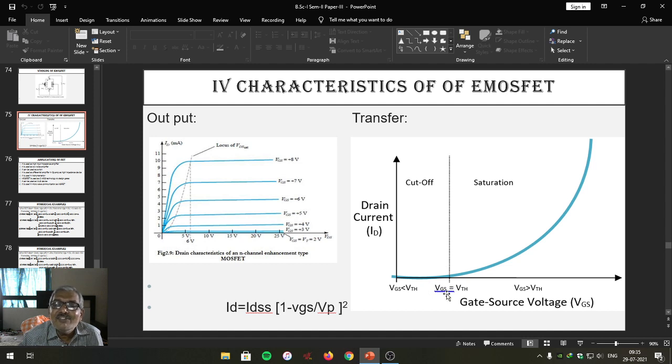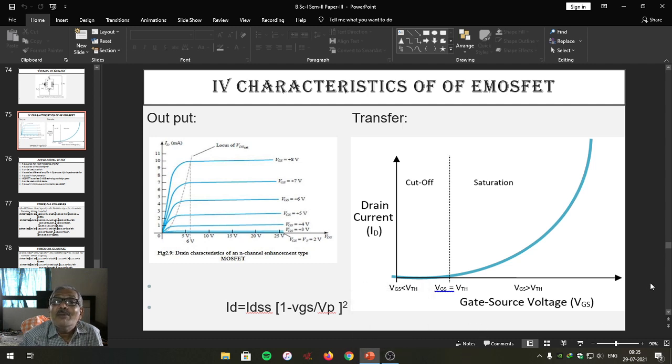But after VGS becomes equal to VTH, increase in VGS enhances the FET and allows drain current to increase. So this curve, we can call it the transfer characteristics curve of the enhancement MOSFET. Friends, that's all about IV characteristics of E-MOSFET.